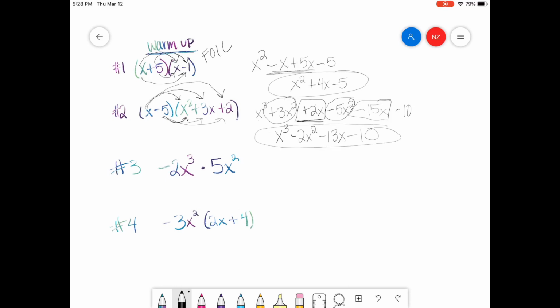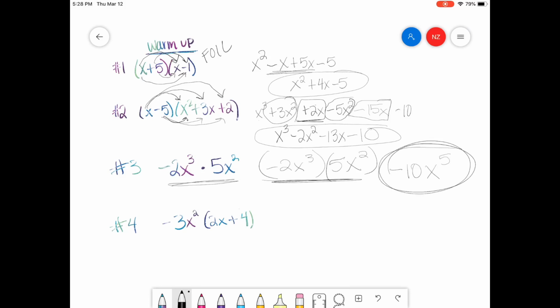All right, moving forward, number 3 is a monomial times a monomial. I changed up how this looks because when we had it written as negative 2x cubed in parentheses and 5x squared, some people were getting confused. There's no plus sign here. All I'm doing is multiplying the coefficients, negative 2 times 5, and adding my exponents. Whether it looks like this or this, multiply the coefficients, add the exponents. Negative 10x to the power of 5 would be my final answer.